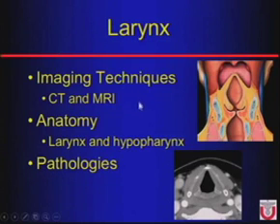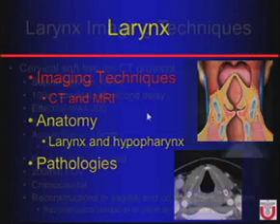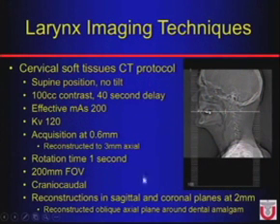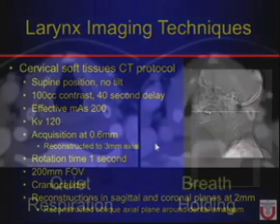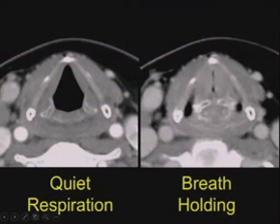So briefly about imaging techniques first. Again, we can do a CT straight through the cervical soft tissues, but we sometimes add other things. One is just doing a quiet respiration and a breath holding. So we see how the vocal cords move to midline if we do a breath holding with the patient's mouth open.